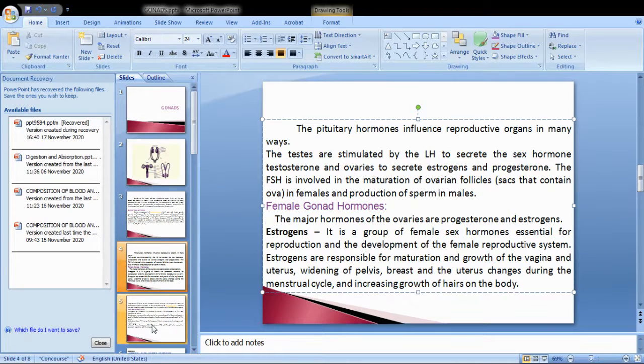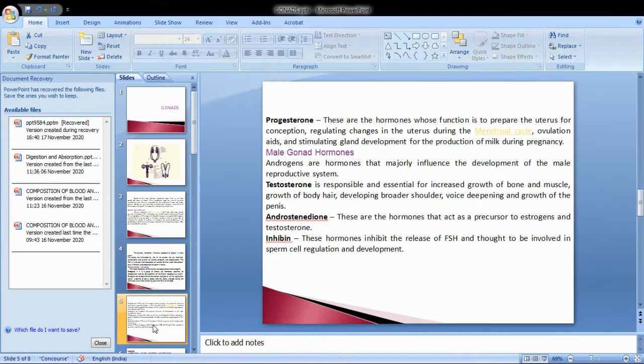Now let us discuss progesterone. These are hormones whose function is to prepare the uterus for conception. These hormones prepare the uterus for conception.